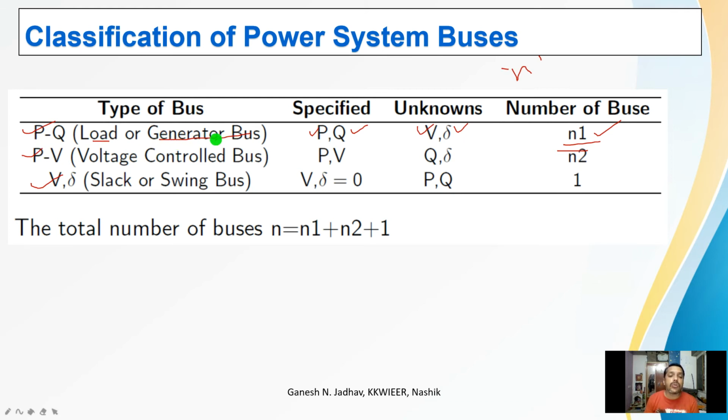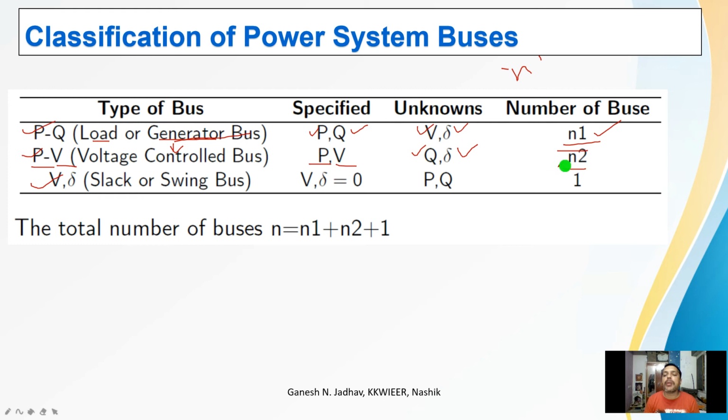Sometimes generator buses also come in the category of voltage control bus. Why? I will discuss it with you, because modern generators have faster voltage control, meaning they give constant voltage, so we can treat the generator bus as a voltage control bus also. The next bus type is the PV bus. In the PV bus, the active power and the voltage magnitude are the known or specified quantities. Q and delta are unknown and are to be determined. Two quantities are known, two are unknown.